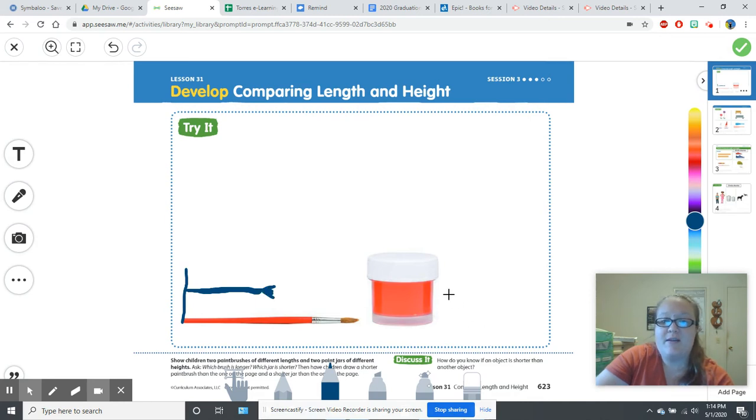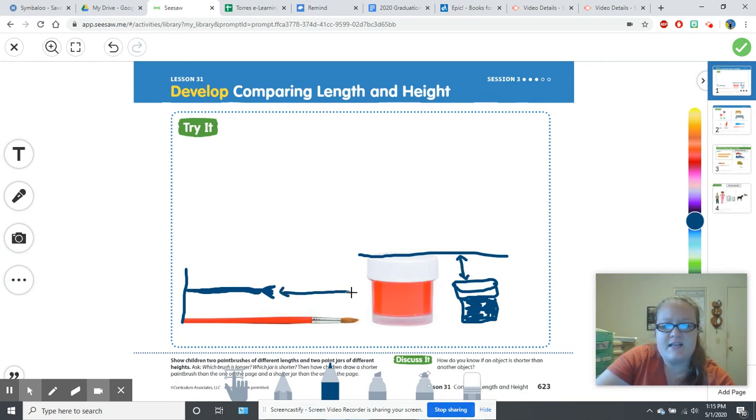And now I'm going to do a jar of paint that is shorter than this red jar. So I've got my lid and my paint. You can see that I have it lined up at about the same spot. And that is my blue jar of paint. So you can see that it is shorter on both of these examples. Okay, let's take a look at the next page.